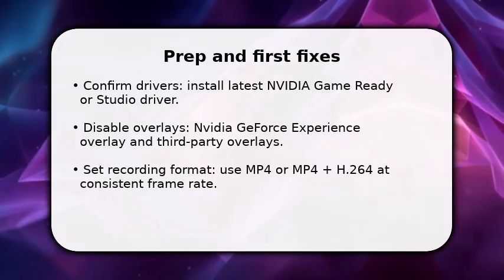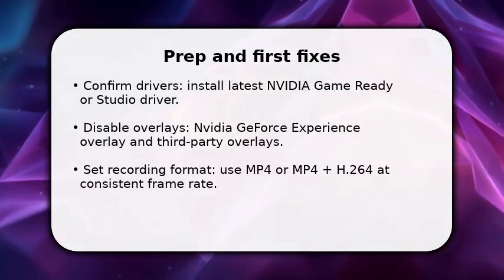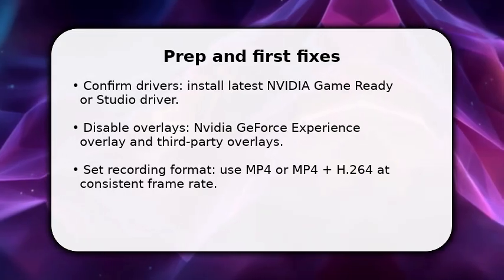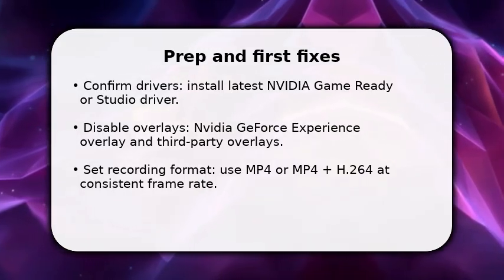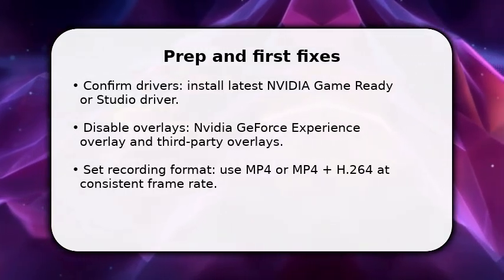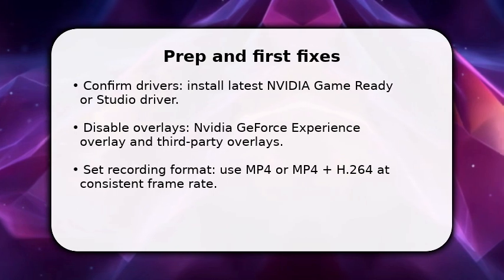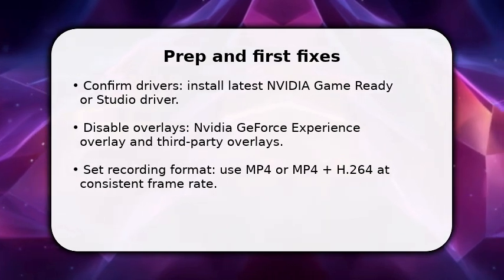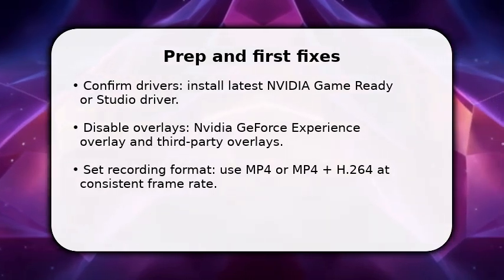Next, set your recording format to MP4 and pick a stable encoder like H.264. Using a consistent frame rate prevents dropped frames and micro-stutters. Make sure Windows and your capture software are closed and restarted before proceeding to the next.